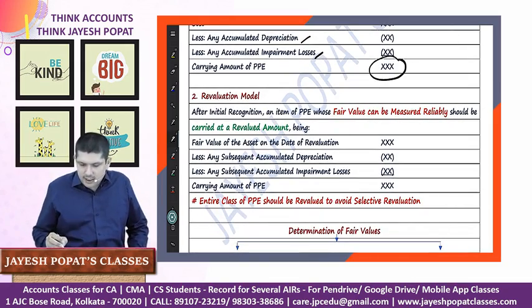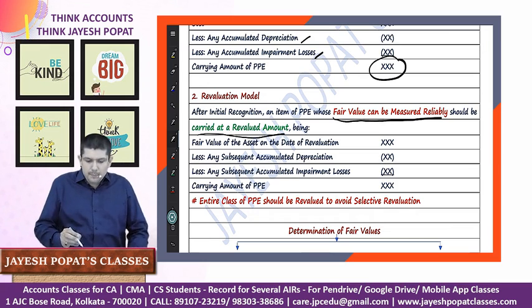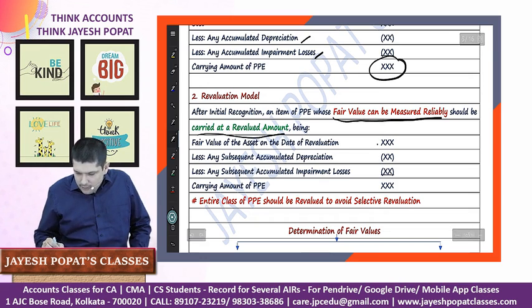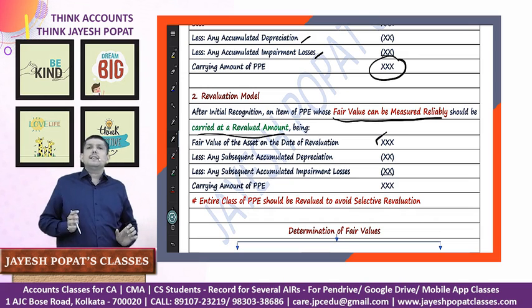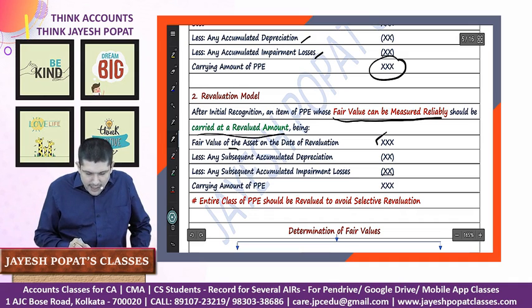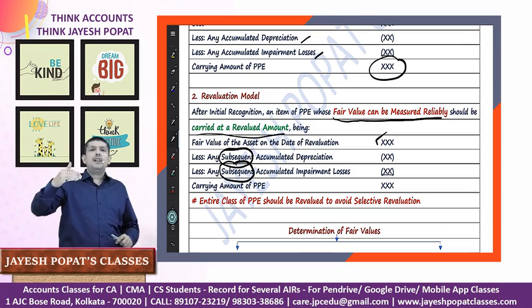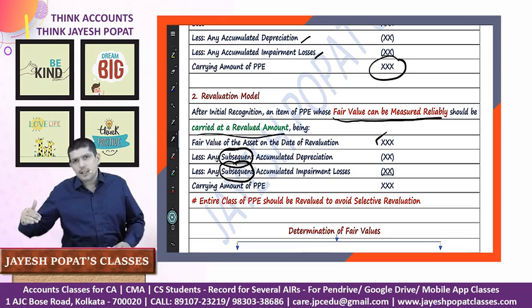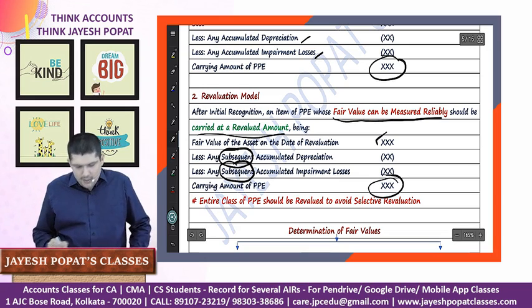It says after initial recognition, an item of PPE whose fair value can be measured reliably should be carried at revalued amount. How do you calculate the revalued amount? Right, it is the fair value of the asset on the date of revaluation, right? So at each balance sheet date, you have to look at the fair value, right? And that fair value should be considered as the carrying amount of the asset. So fair value of the asset on the date of revaluation less any subsequent accumulated depreciation and any subsequent accumulated impairment loss. From that fair value, based on the useful life of the asset, you will calculate the depreciation charge, and based on impairment analysis, you will charge impairment as well, and you will arrive at the carrying value of the amount of PPE.